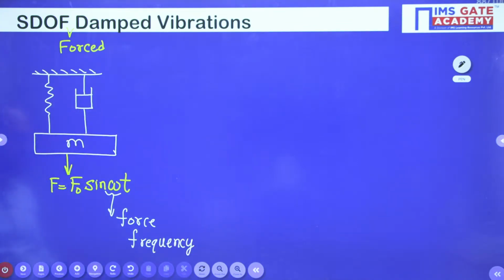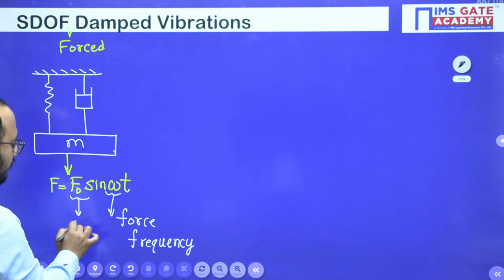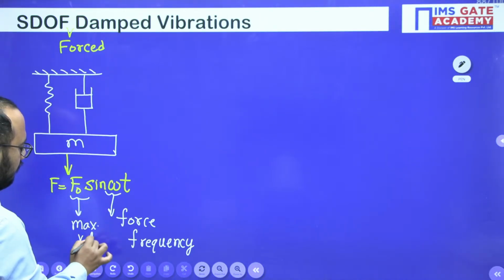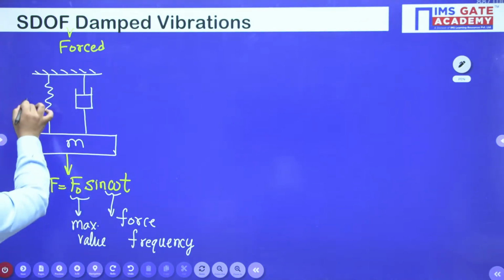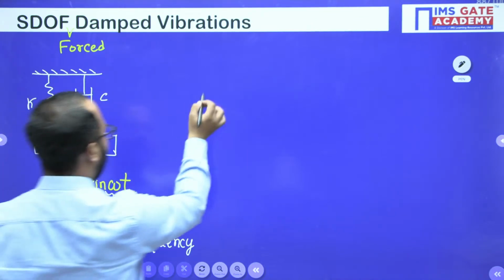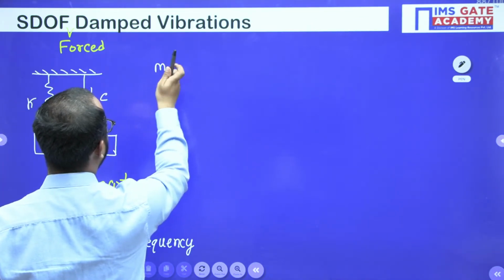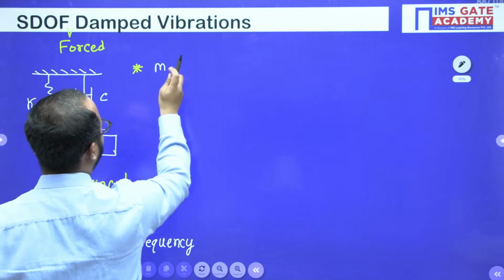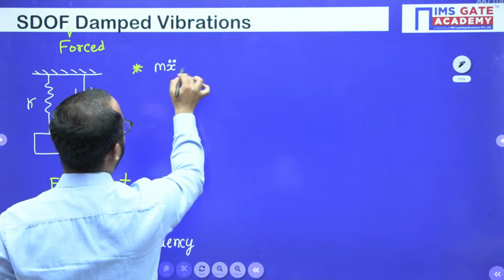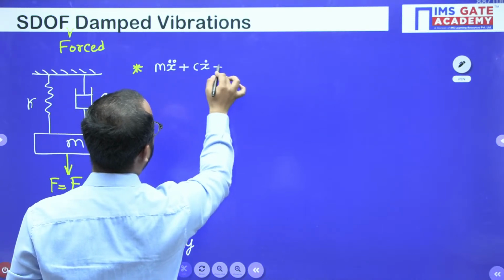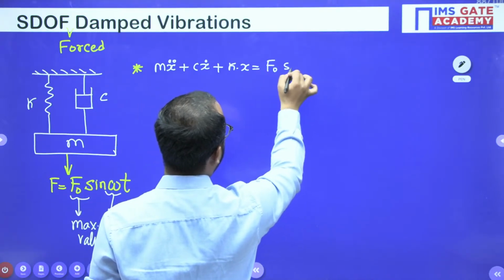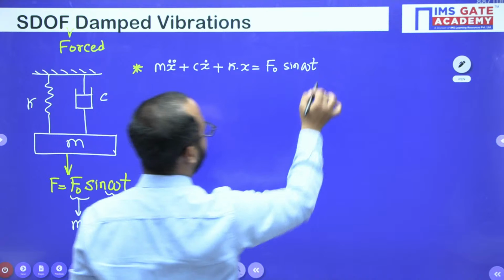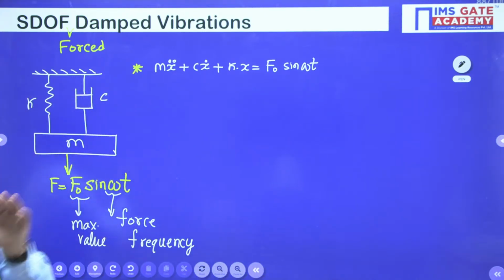Force frequency it is, right? F naught is the maximum value. Clear, everyone? I hope this is clear. The stiffness is K, damping coefficient C. Now how will you write the equation of motion? Equals F naught sine omega t. Clear, everyone? Is there any doubt up to this point? Any doubts? Please tell me fast.